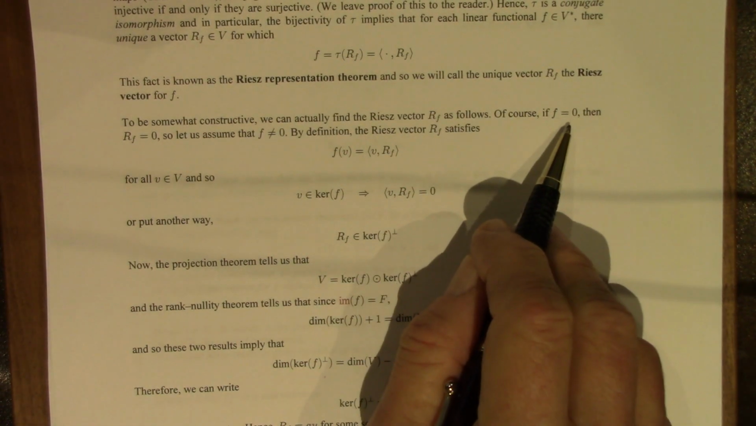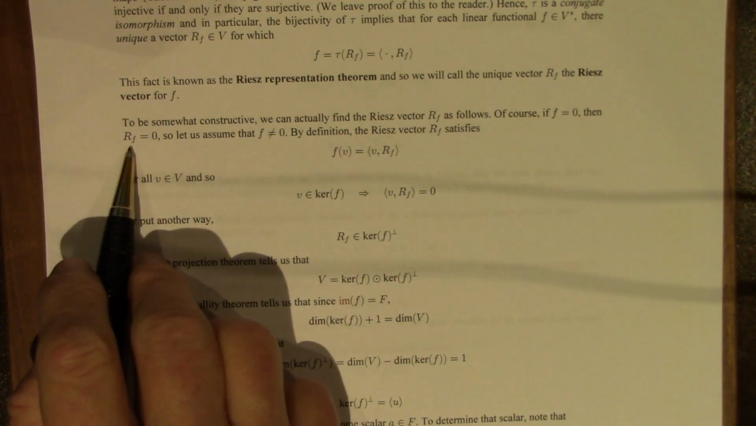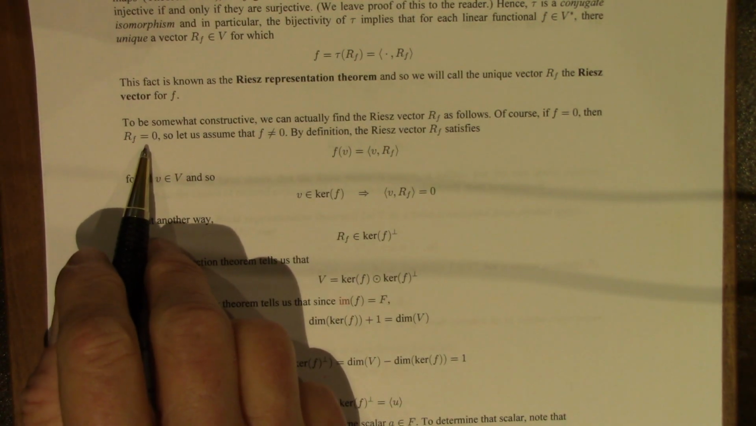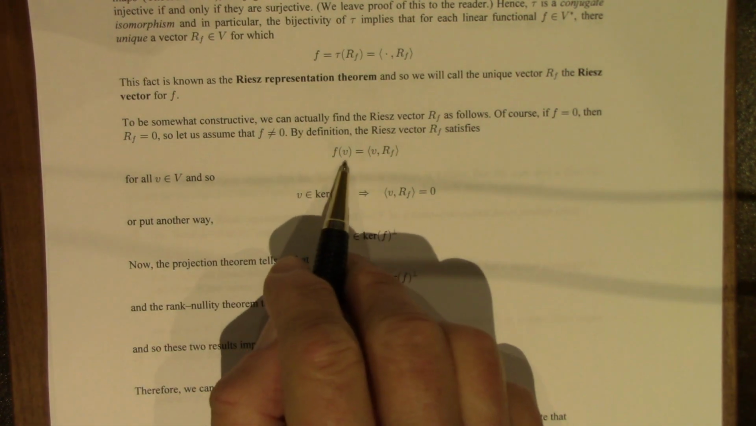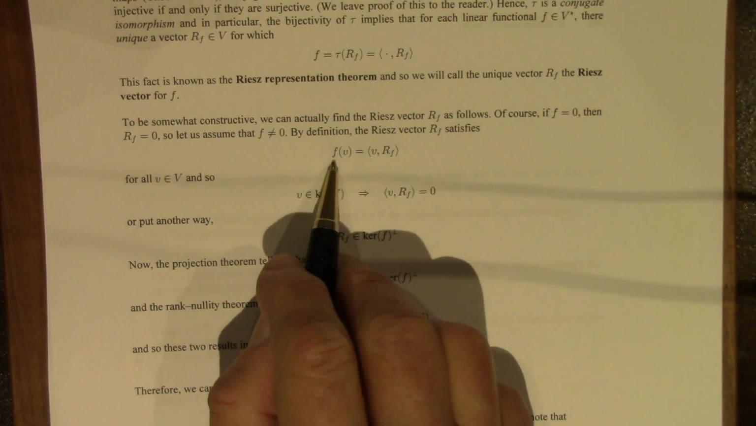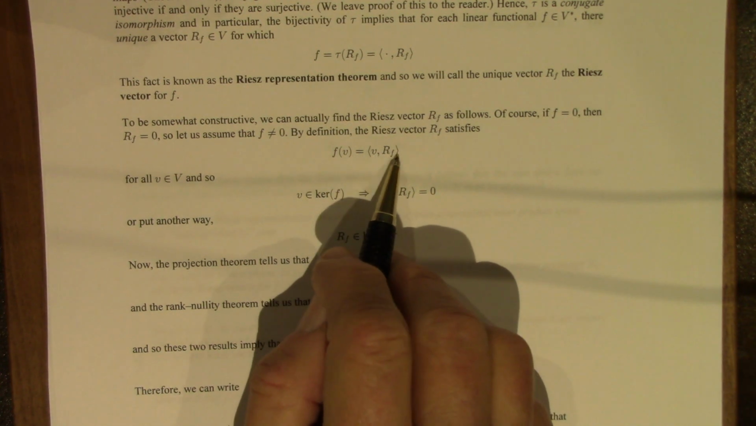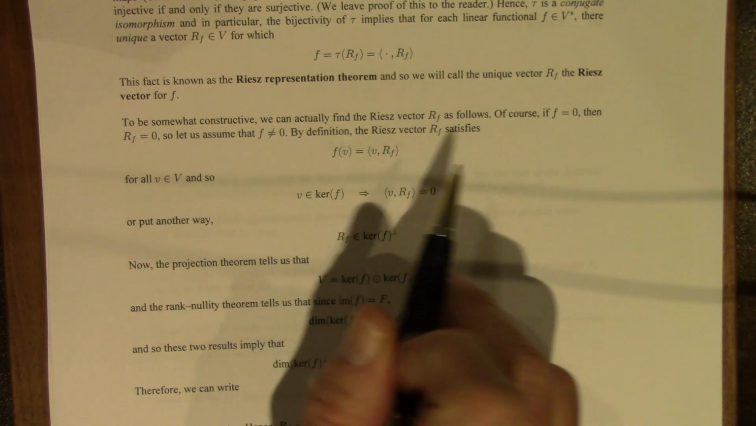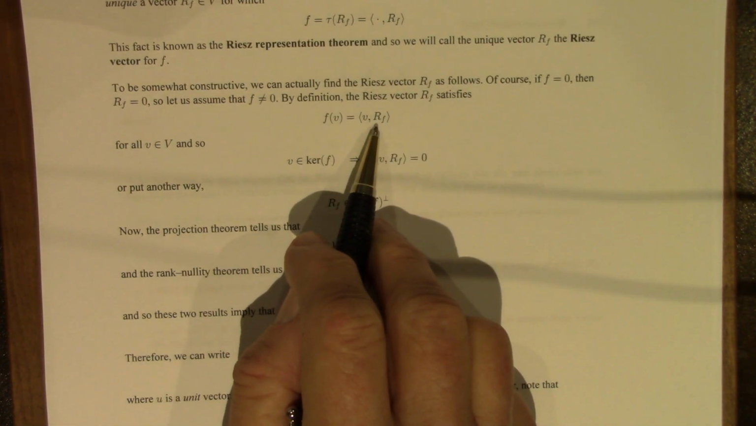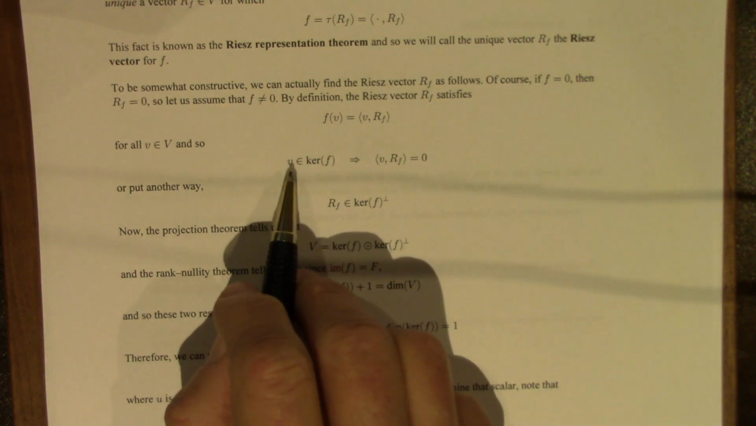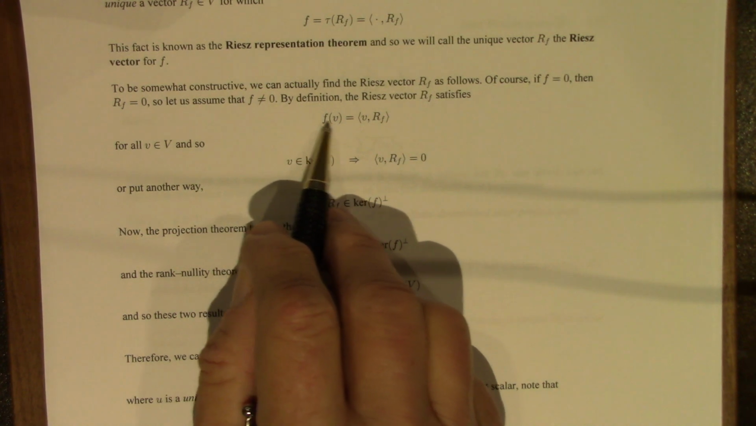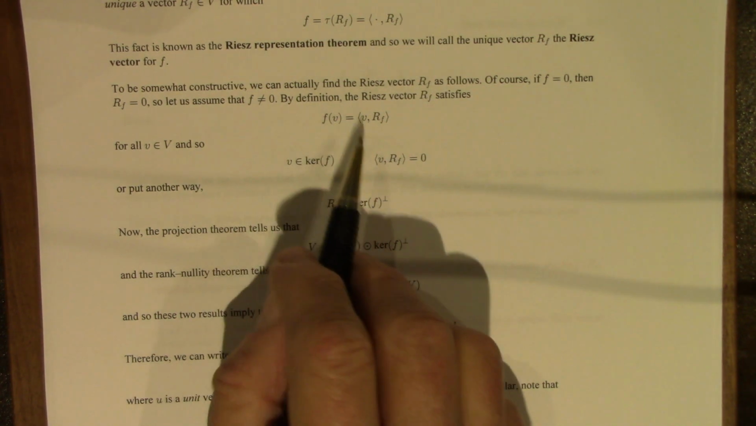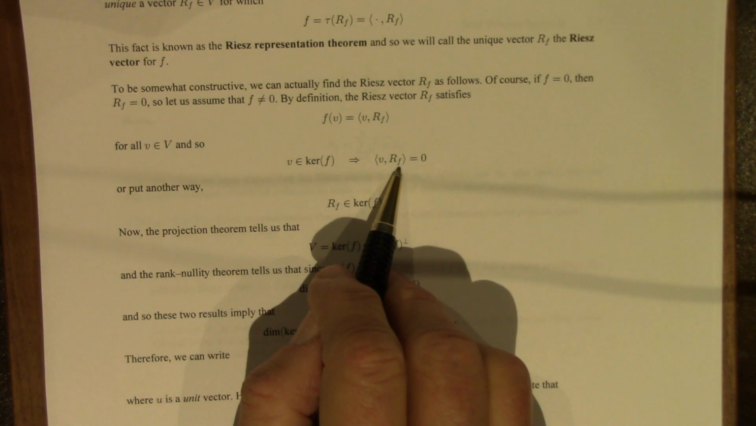Certainly, if f is the zero linear functional, then the Riesz vector is 0. So we can just assume f is non-zero. This is the definition of the Riesz vector: f of v is v inner product with the Riesz vector. And from this definition, it's quite clear that if a vector is in the kernel of f, in other words, if f of v is 0, then v must be orthogonal to the Riesz vector.